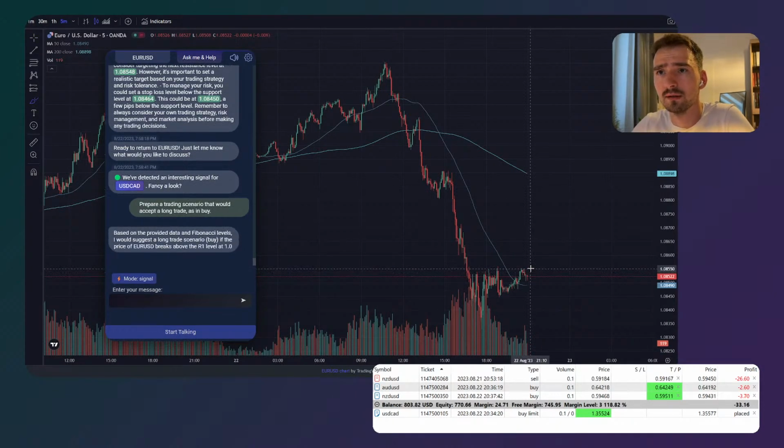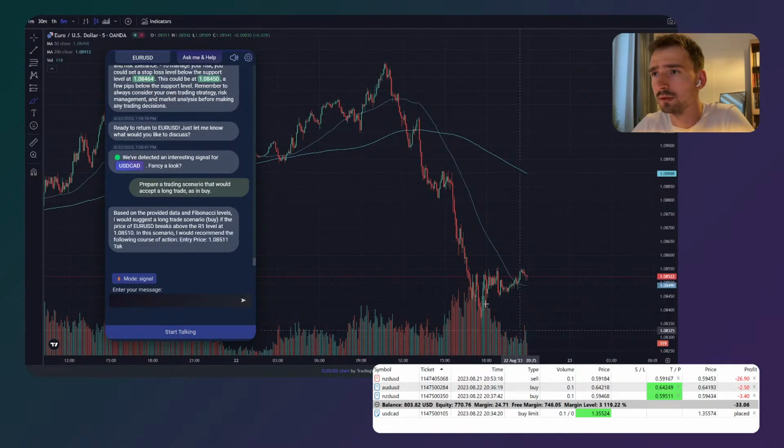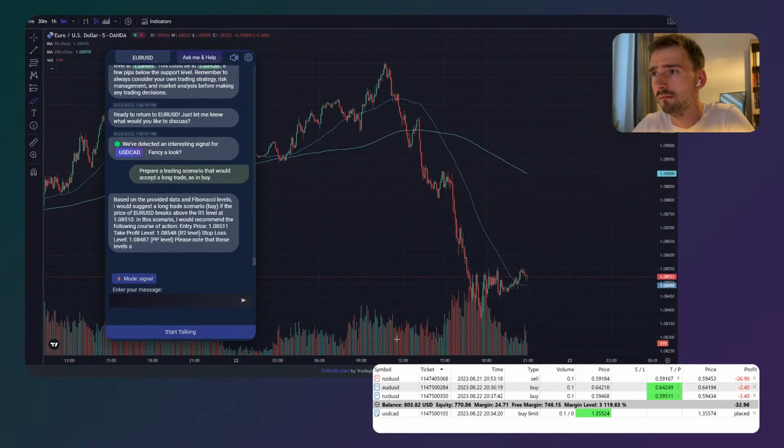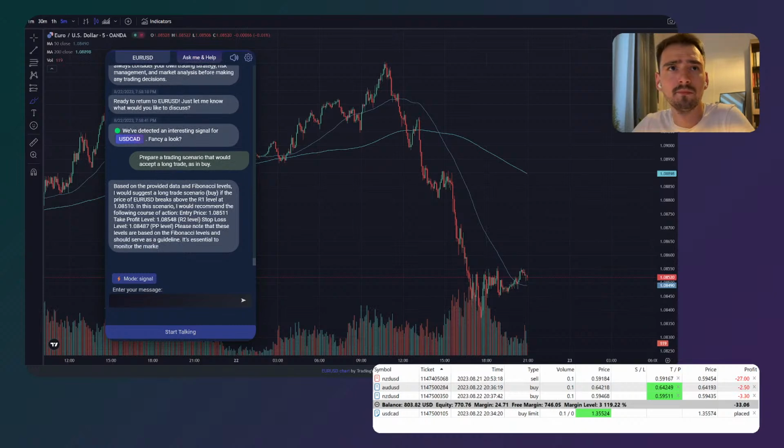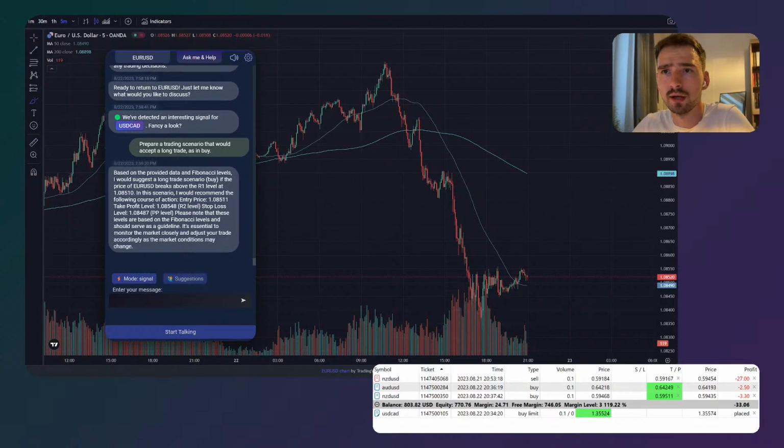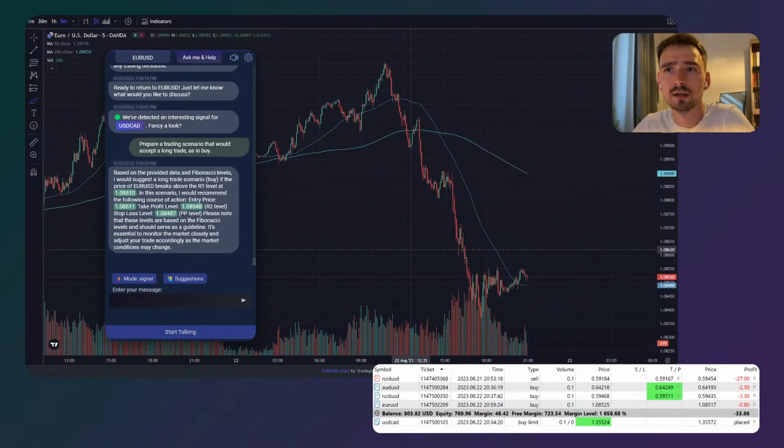Based on the provided data and Fibonacci levels, I would suggest a long trade scenario, buy, if the price of EUR/USD breaks above the R1 level, which is already 1.0851. In this scenario, I would recommend the following course of action. Entry price, 1.08511, take profit level, 1.08548, R2 level, stop loss level, 1.08487. That's a really micro trade.